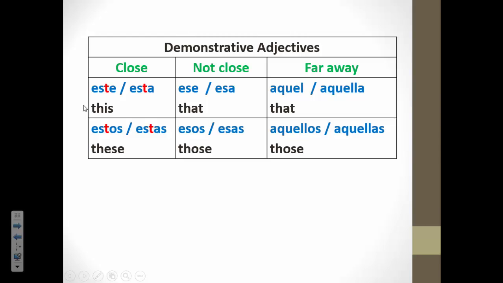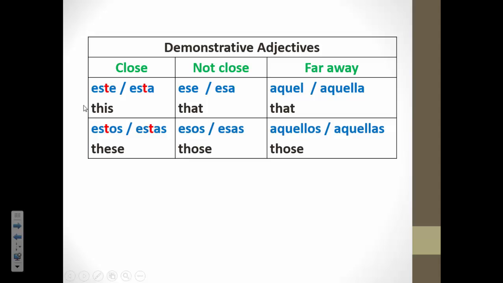So let's look at the far left side of the chart where it says close. If an item is close to the speaker and they want to say this item, if the item is masculine, you use este. If the item is feminine, you use esta. Also, notice that that would be singular. If you had more than one item and you wanted to say these items, you would use estos or estas. Estos would describe masculine plural nouns, and estas would be used to describe feminine plural nouns.